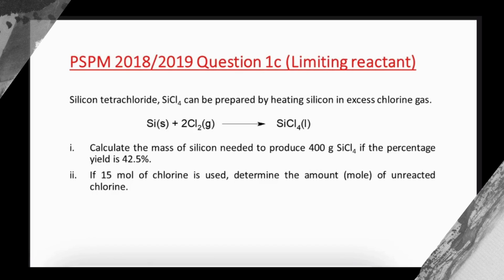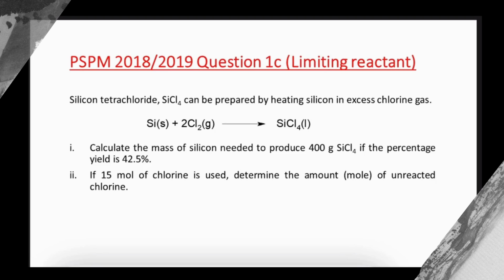Sejahtera. So in this video, we are going to discuss the past year question, which is 2018-2019, question number 1C that relate to the limiting reactant. So let's read the question together. Silicon tetrachloride can be prepared by heating silicon with excess chlorine. Calculate the mass of silicon needed to produce 400 gram of silicon tetrachloride if the percentage yield is 42.5%.